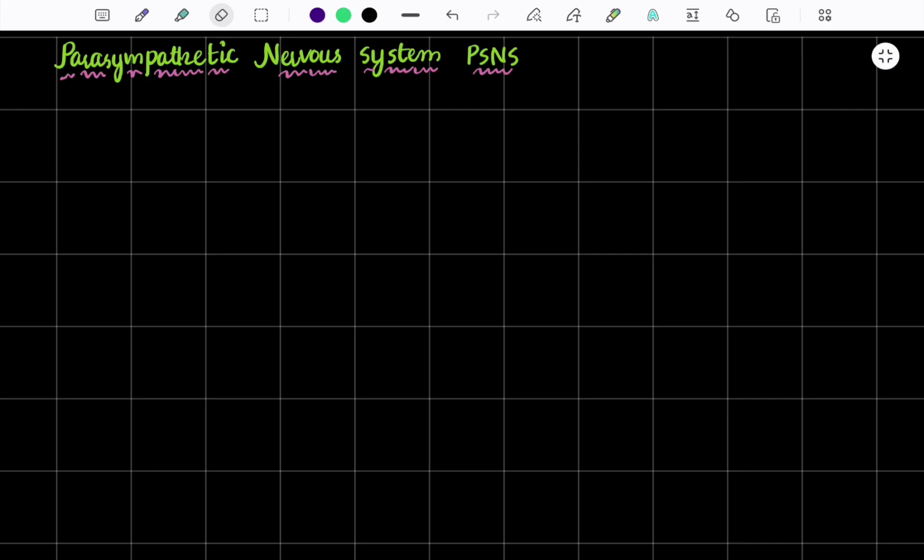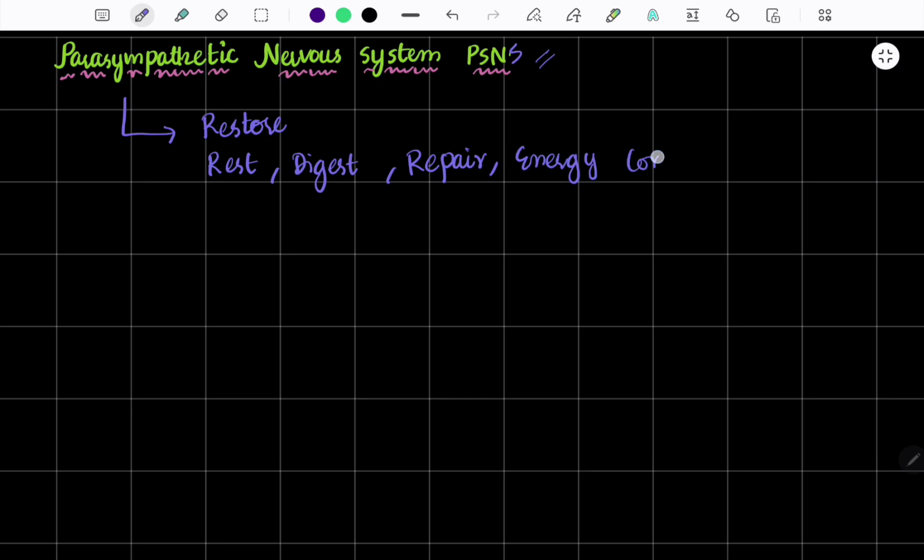That's why, to maintain homeostasis and bring the body back to its normal functioning and normal state, we need another system, and that is known as the parasympathetic nervous system, right? This is a system to restore the body back to its normal functioning, and this system is activated in rest, or you may say digest, or repair situations, right? And also to conserve energy in the body, right? So these are all the purposes which are addressed by the parasympathetic nervous system, right?